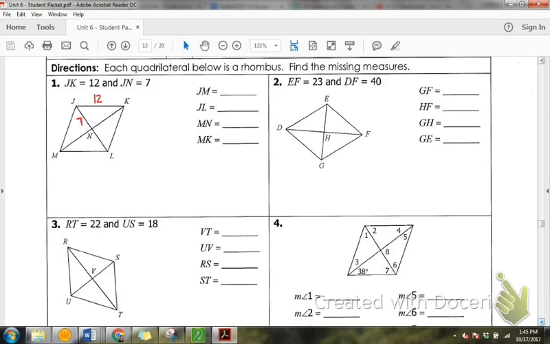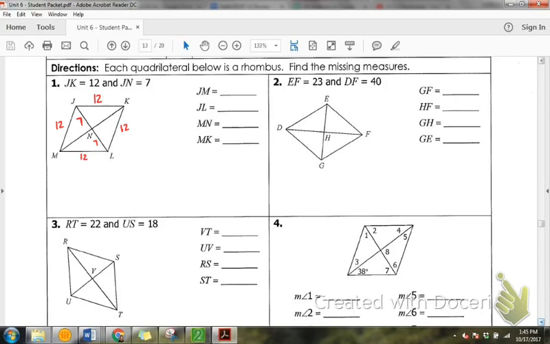Well, if JK is 12, what do we know else? ML is 12. But what does number 1 say up there that we just wrote? All the sides are the same. So not just those 2 sides are 12, but JM and KL are also 12, right? And then will all of them on the inside be 7 too? Nope, they're not all 7. NL is 7 though, because the diagonals bisect each other.